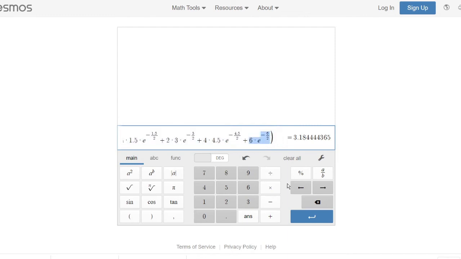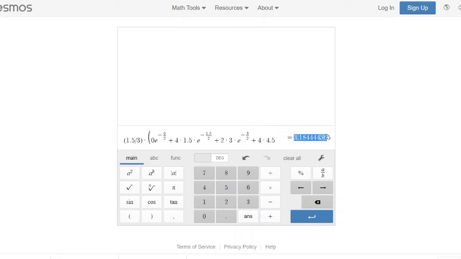You enter everything into the formula, and you have the answer. I'm not going to write the answer into the PowerPoint. There are too many digits. You just copy the answer onto your notes. That's question 2.